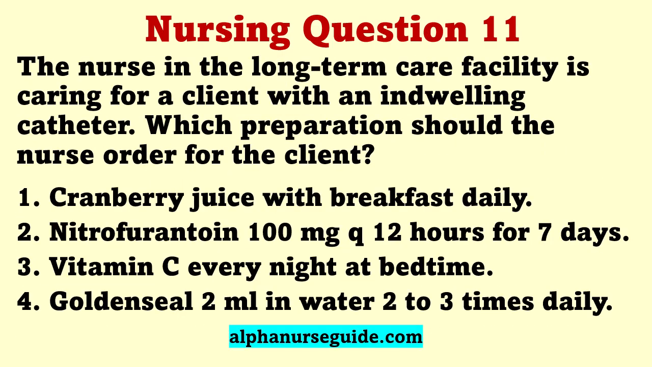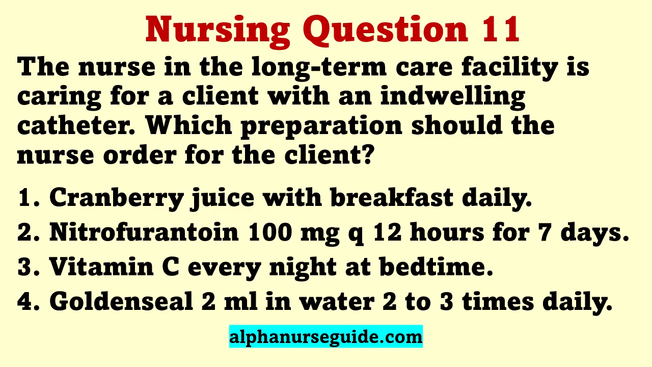The nurse in the long-term care facility is caring for a client with an indwelling catheter. Which preparation should the nurse order for the client? 1. Cranberry juice with breakfast daily. 2. Nitrofurantoin, 100 mg every 12 hours for 7 days. 3. Vitamin C every night at bedtime. 4. Golden Seal 2 milliliters in water, 2 to 3 times daily.